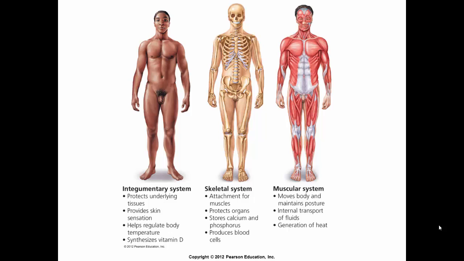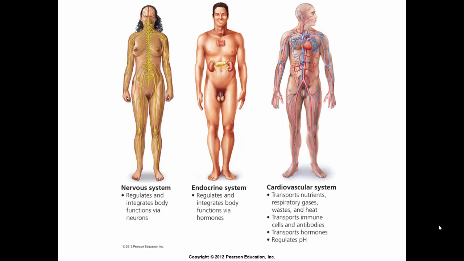Muscular system moves the body, maintains posture, and assists internal transport of fluids, as previously discussed, helping return blood in the veins back to the heart, as well as being our primary generator of body heat. The nervous system regulates and integrates our body functions via neurons. The endocrine system regulates and integrates body functions via hormones to maintain homeostasis.